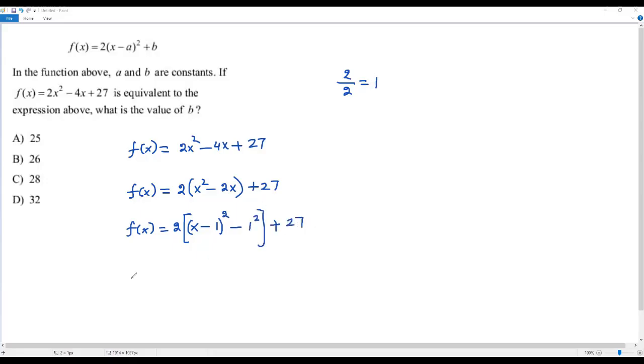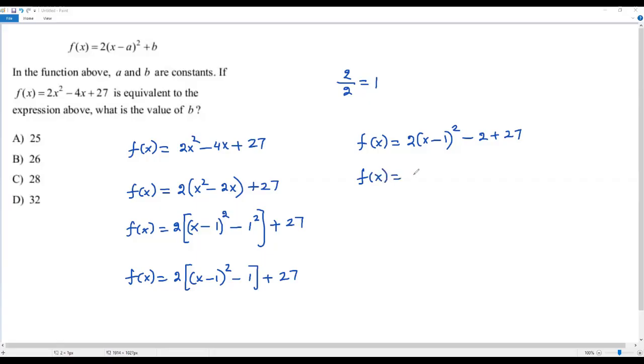Positive 27. Okay, now we have f(x) = 2[(x - 1)^2 - 1^2 + 27]. The value of 1^2 is just 1. Now we can distribute this 2 to this one and this one. When I do so, I am getting f(x) = 2(x - 1)^2. When I distribute this 2 to -1, it will become -2, +27. Then I am getting f(x) = 2(x - 1)^2 + 25.